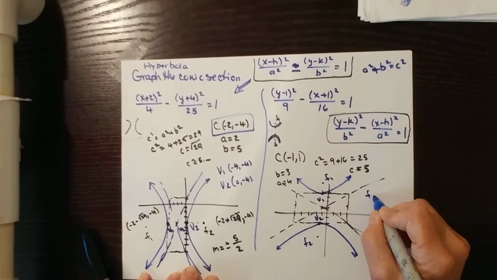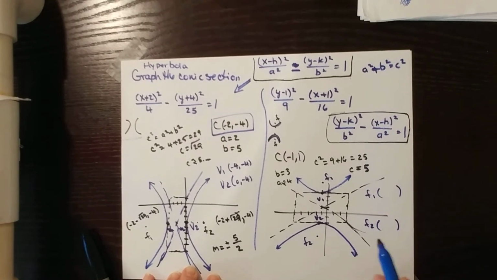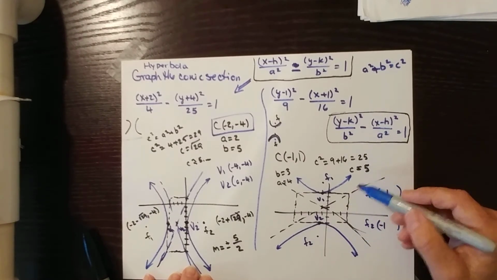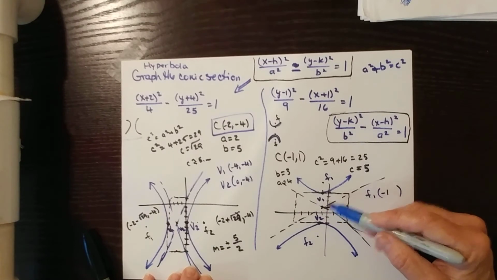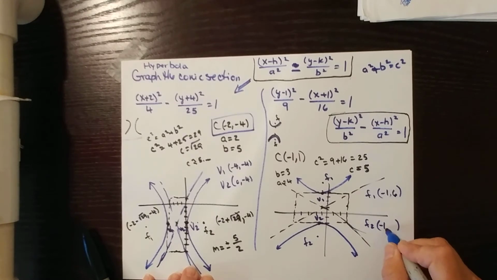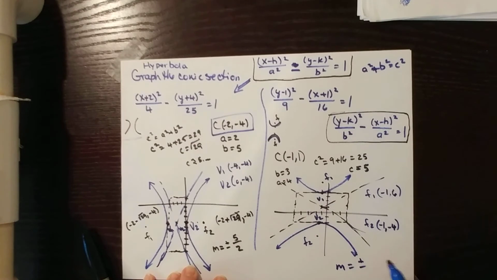So F1 will have the coordinates, I'm going to label them over here. It has the same x coordinate as the center, which is -1. But I go up c units from the center, so 1 plus 5 is 6. I go down 5 units from the center, 1 minus 5 is -4. The only thing left to do is write the slopes of the asymptotes. It's always rise over run. The rise is the b, which is 3. The run is the a, which is 4. Those are the slopes of the asymptotes.